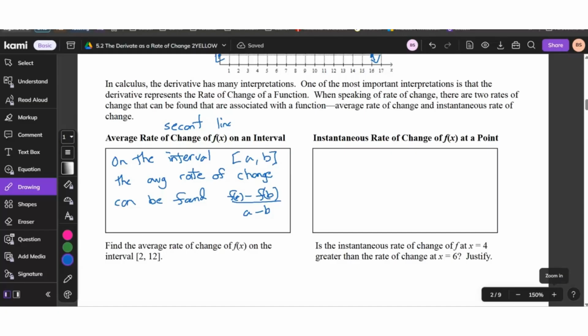All right. Then the instantaneous rate of change, which we talked about.